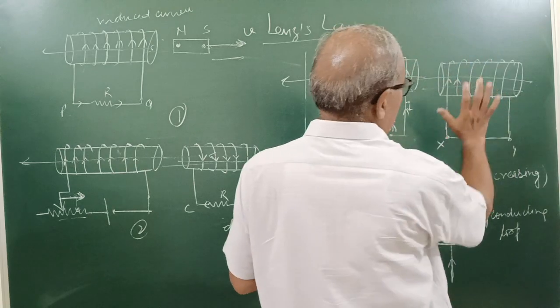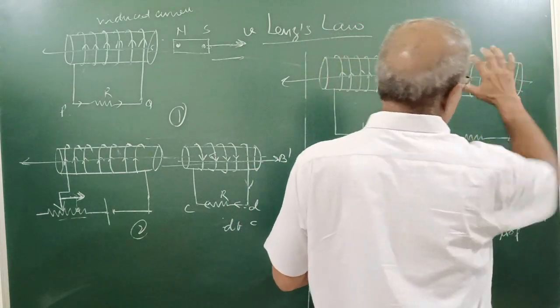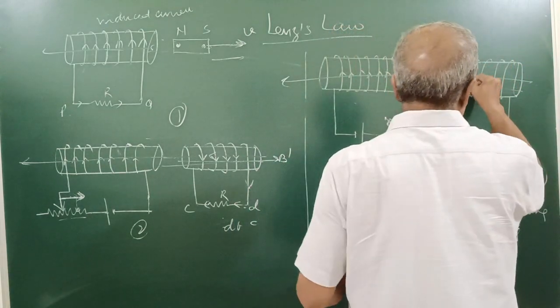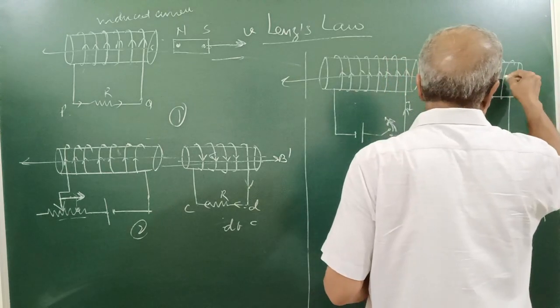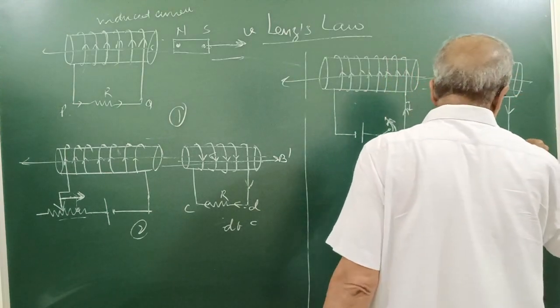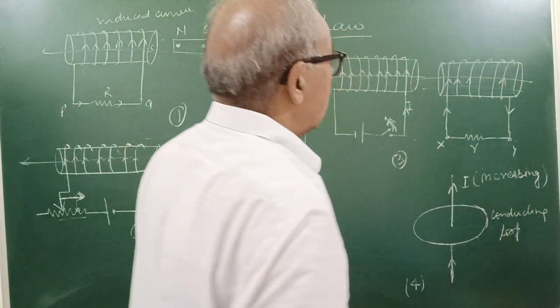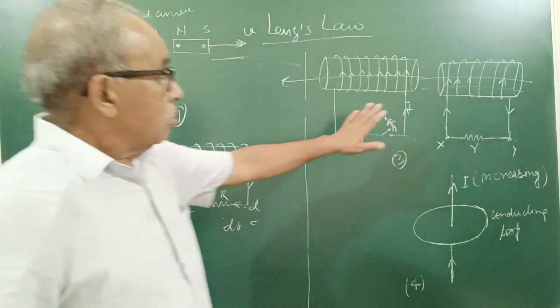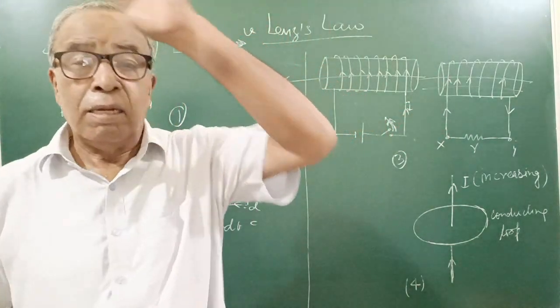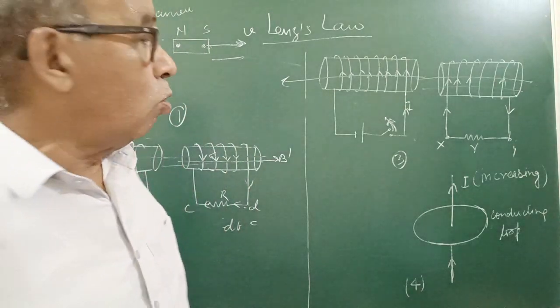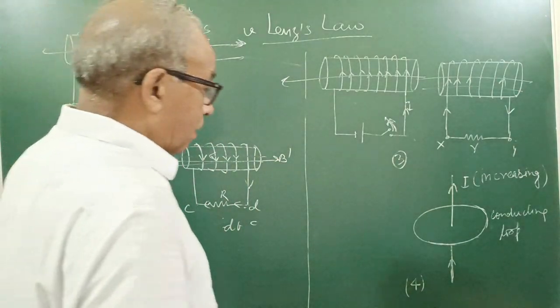We hold like this, not like this. So then here current will come like this. So again here y to x. So we can apply Lenz law to find the direction of induced current.